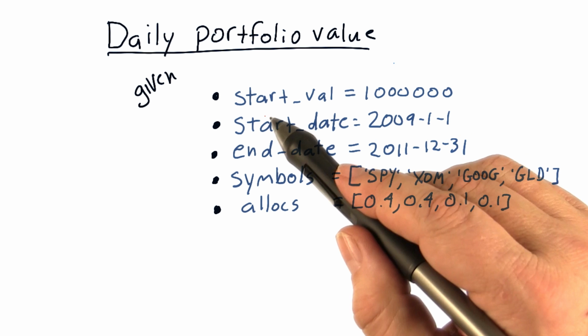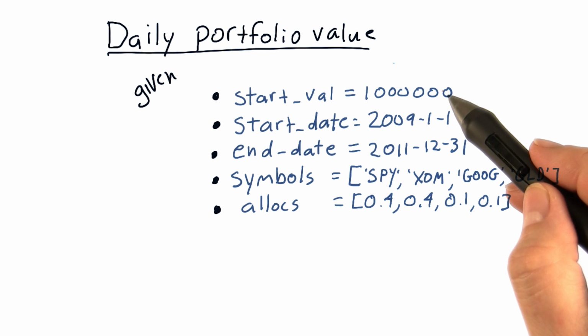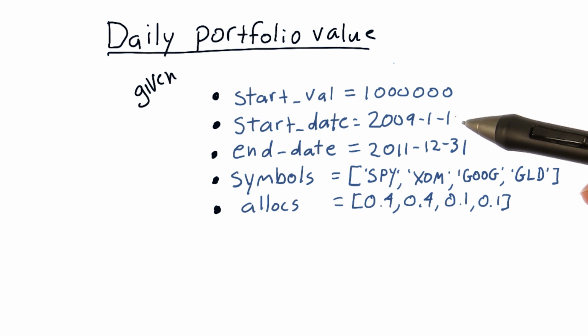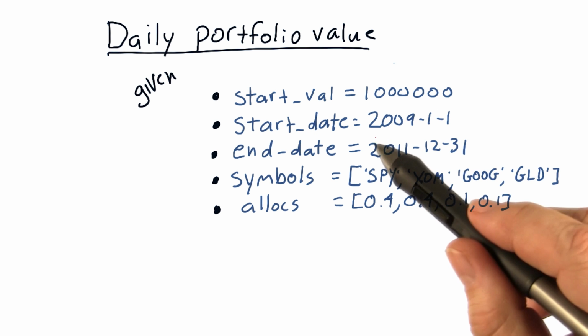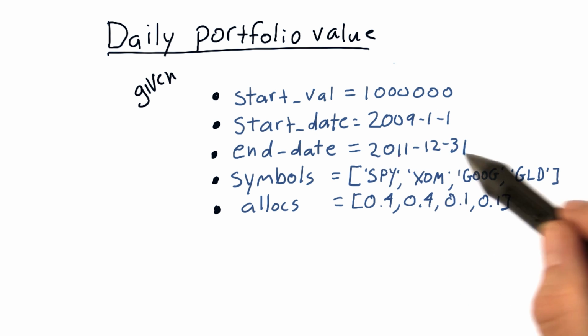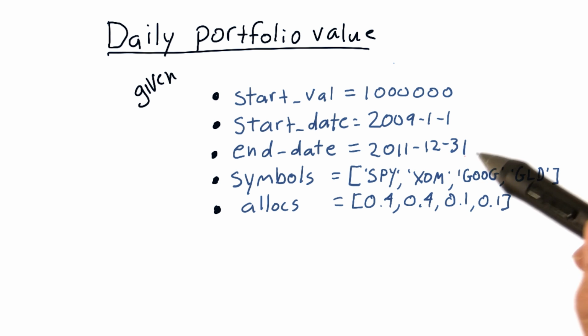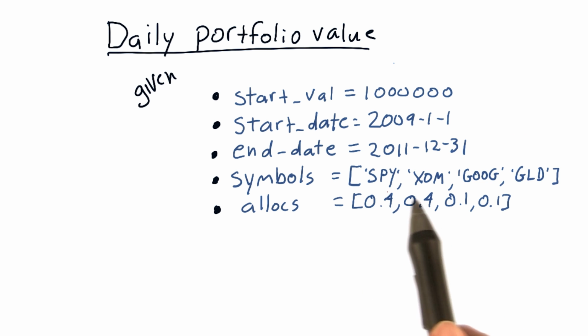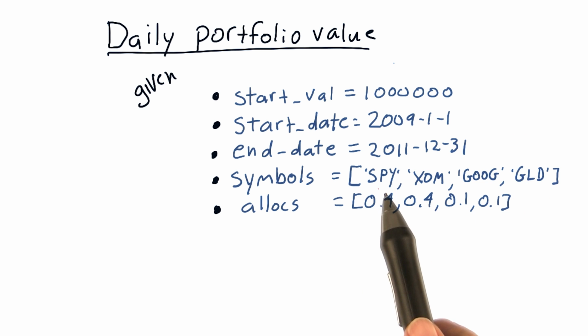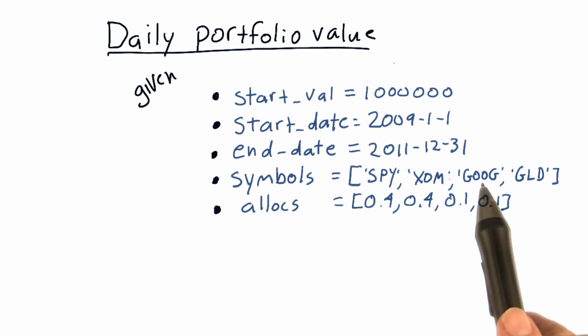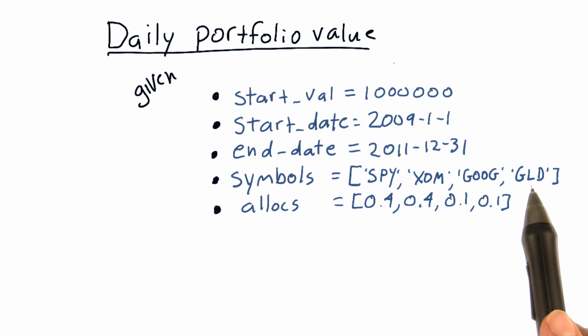Assume we start with a portfolio value of $1 million, and we're going to take a look at that portfolio from the beginning of 2009 to the end of 2011. And our portfolio consists of these four symbols: S&P 500, Exxon, Google, and gold.